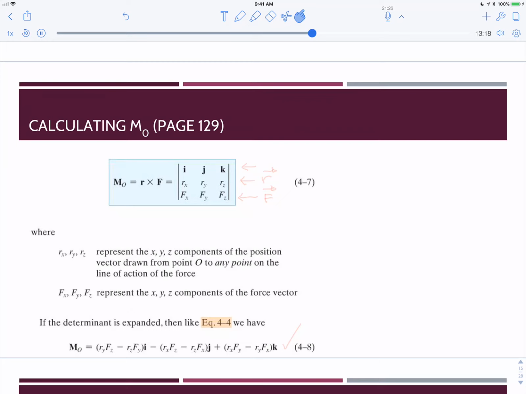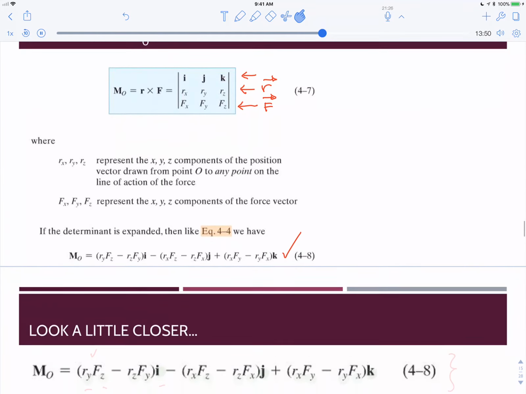But to calculate the moment in 3D, you do this determinant. You put i, j, k in the first row. This is important. You have to put r_x, r_y, and r_z in the second row, and then f_x, f_y, and f_z in the third row. You cannot switch r and f. It's r cross f, not f cross r. You take that determinant, and you'll get this moment vector here.